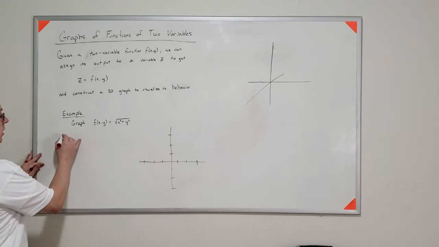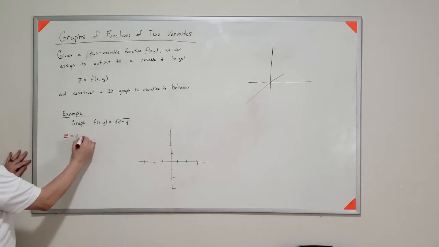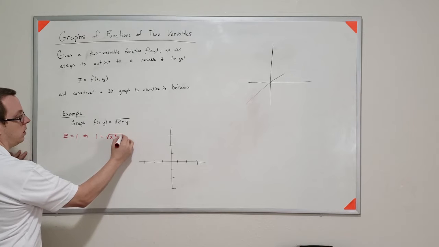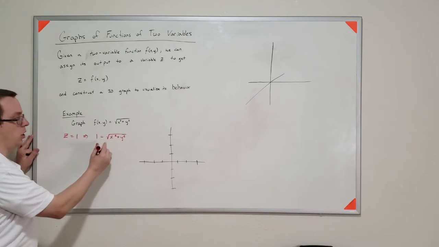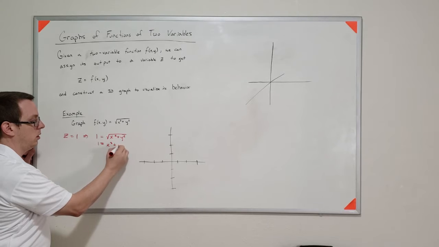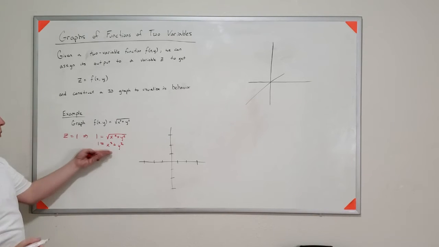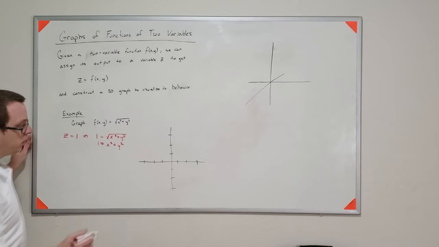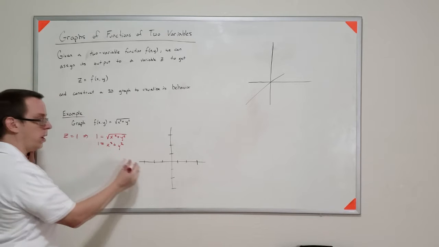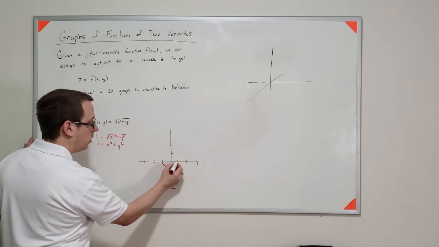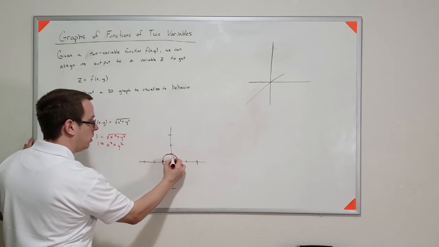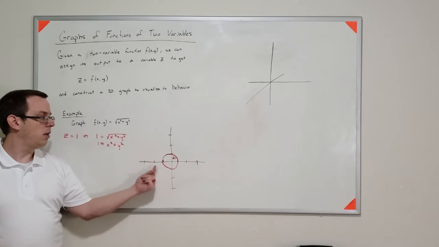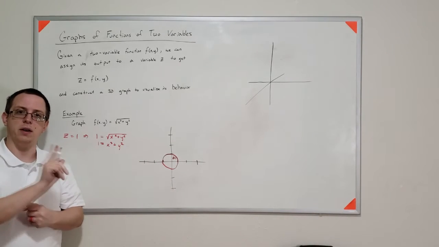If I say z equals 1, what I'm really saying is give me all the inputs for which this equation holds, which is 1 equals the square root of x squared plus y squared. So then what I can do is I can say, well, that's a circle of radius 1. So if I have z equals 1, I know that the x and y values are all in that ring.